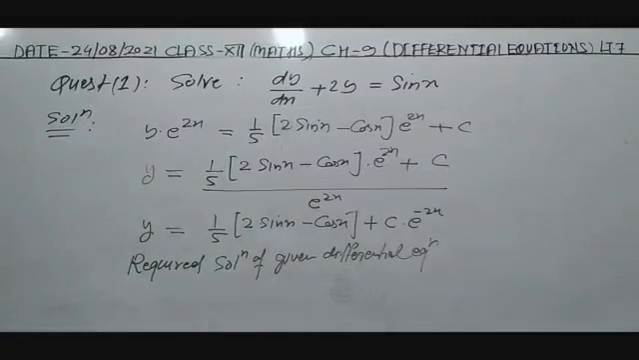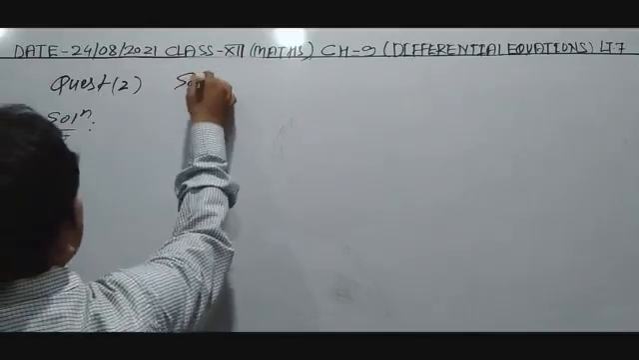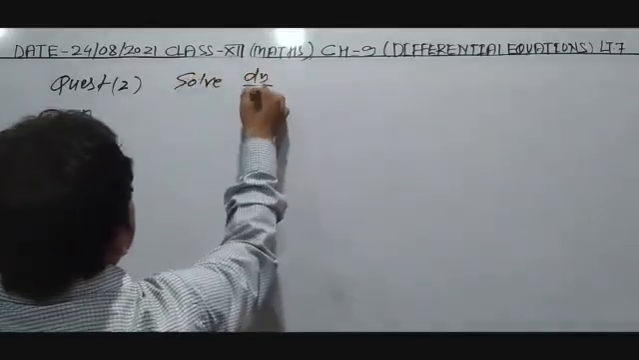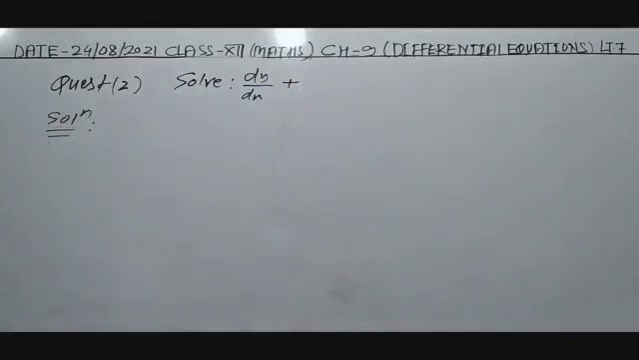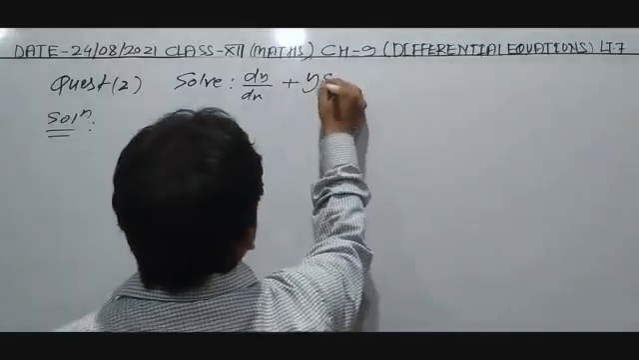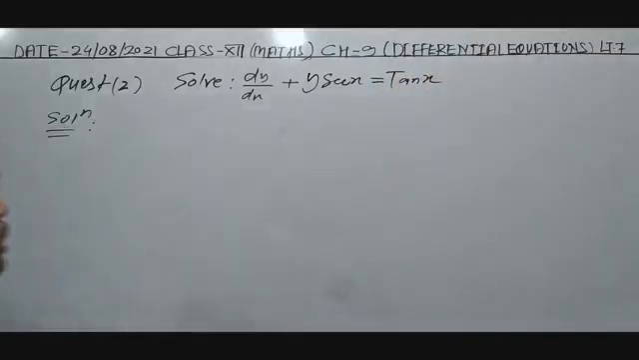Now come to the next question. The next question is question number 2, this is question number 4 of NCERT. dy by dx plus y sec x is equal to 10x. We have to solve it, or we have to find the general solution of the differential equation.